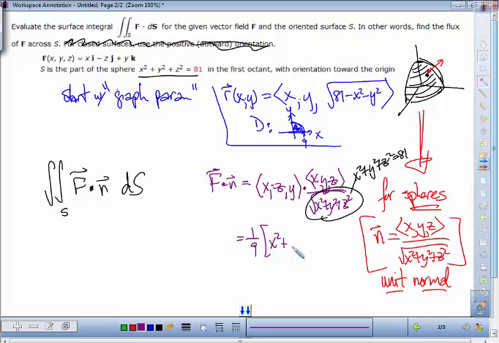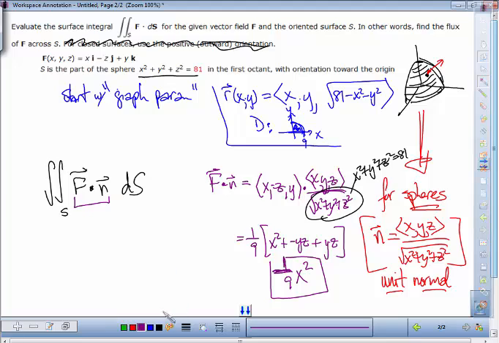Where was I? Oh, negative z times y is negative yz, and then y times z is yz again. So it looks like that's going to subtract out. I just have a 1/9 times x squared. Okay? So that's my F dot n.